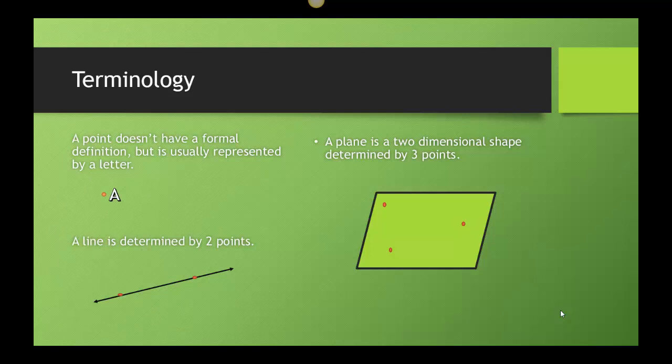So a line is defined by 2 points. Notice that it continues in both directions pretty much forever. A plane is a 2-dimensional shape that needs 3 points, and it's important that they're not linear. So these 3 points wouldn't make one line. They have to be kind of away from each other.